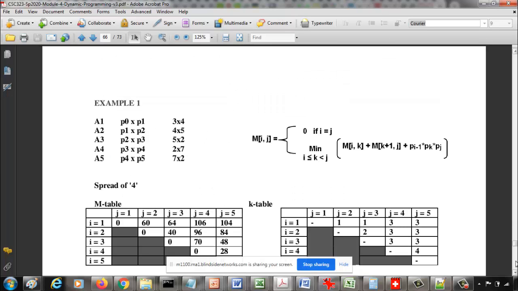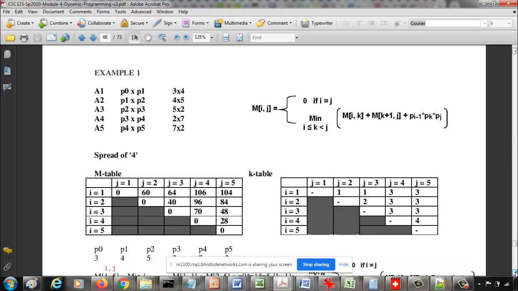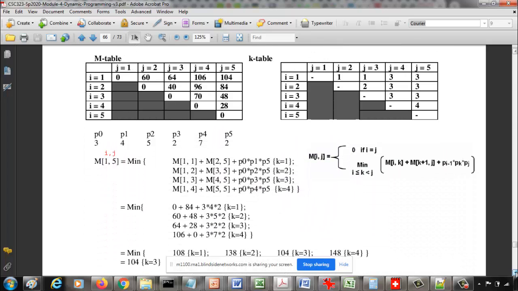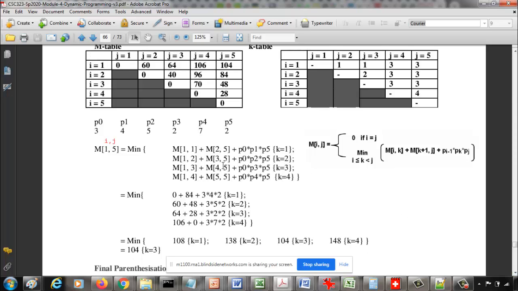So the last iteration is for a spread of 4. That means we need to compute i equals 1, j equals 5. So that means the k values can be 1, 2, 3 and 4. For each of these k values we need to find the number of multiplications. So m of i comma k is m of 1 comma 1 plus m of k plus 1 comma j. So it's 2 comma 5 because k is 1, k plus 1 is 2. Then you see p0 because of p i minus 1 because i is 1. Then p j, so it's p5, and then p k where k equals 1. So you see, for different values of k, the only thing that changes here is the p k. You can think of this as a general format. Even in the earlier iterations, we did the same thing for the different k values.